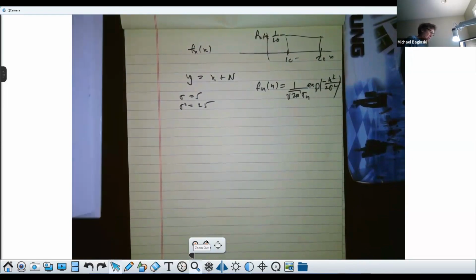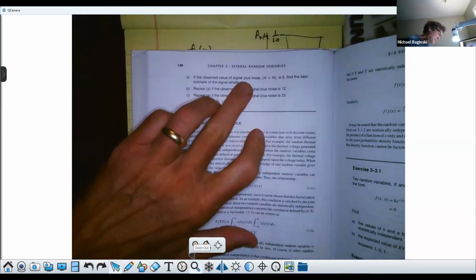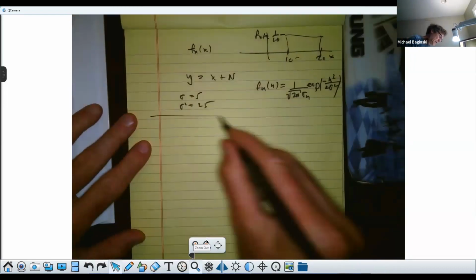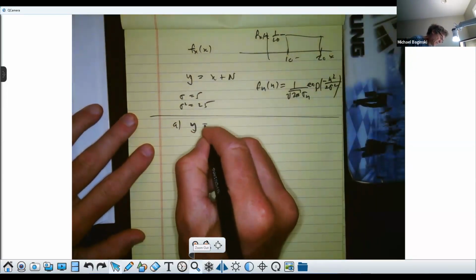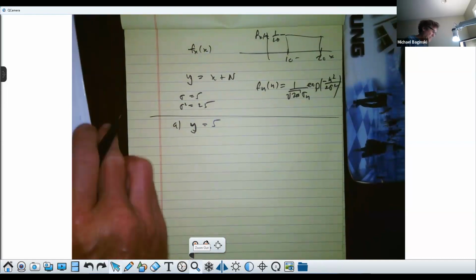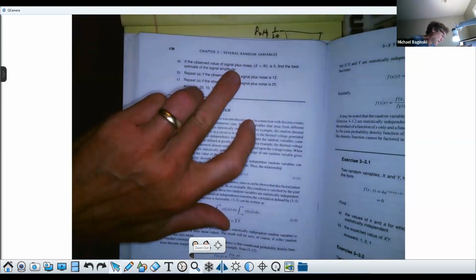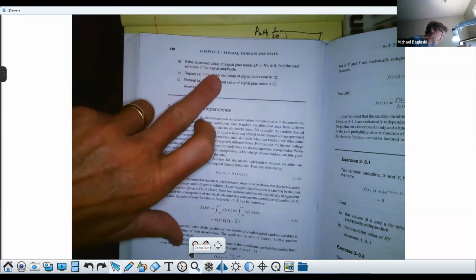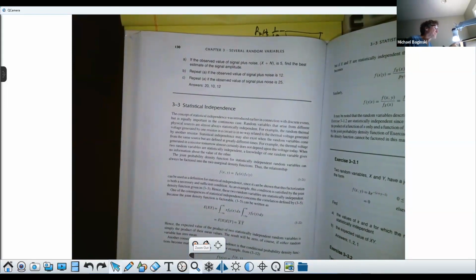Then he goes on and he says, if the observed value of the signal plus noise is 5, so now part A, we have y equal to 5. It's given. I call it y. Find the best estimate of the signal amplitude. So they want us to estimate x. Y'all hear me on this, class?